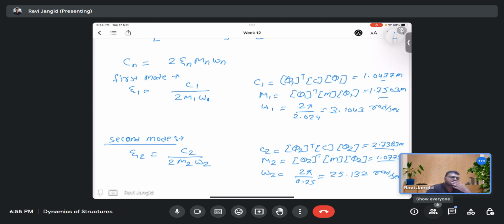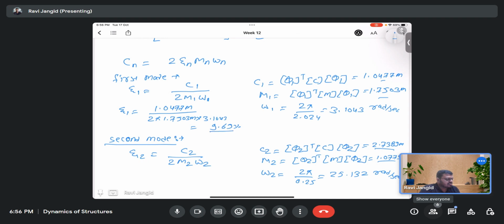Anyone? If not, let us find out the damping. So the damping is C1, which is 1.0477 M by 2 into 1.7503 M times 3.1043.